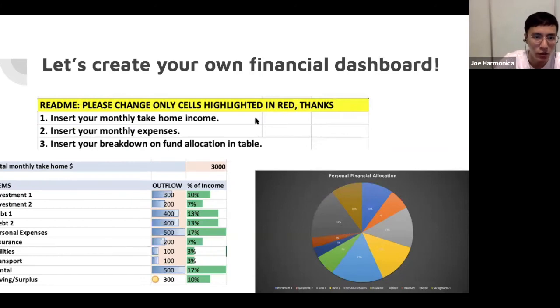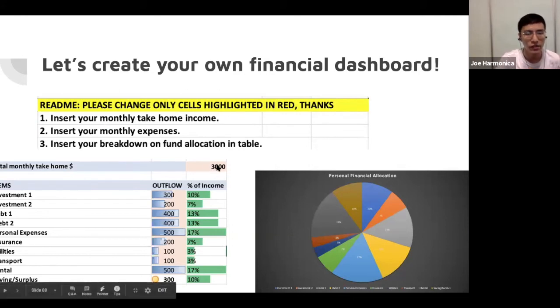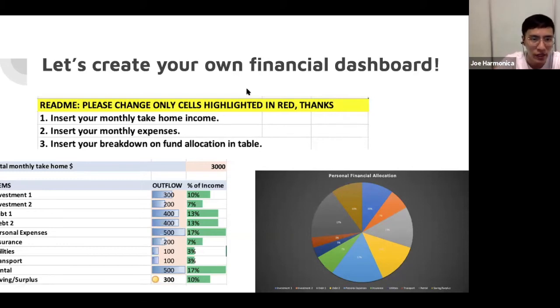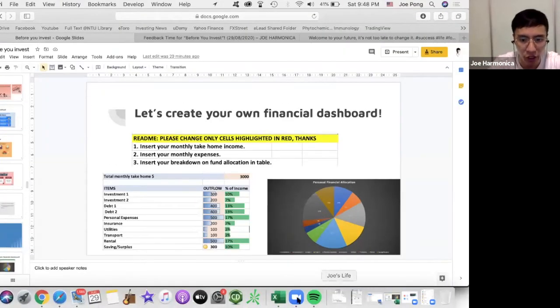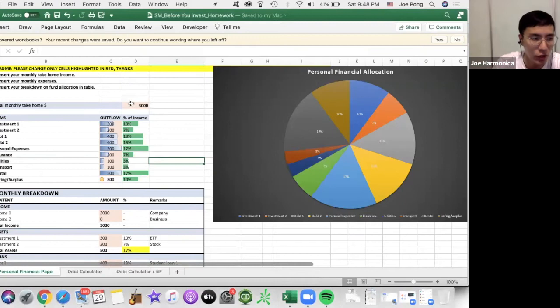All right, a few readme notes. When you are using this spreadsheet, please change only the cells that are highlighted in red, which are these cells. This applies throughout the 3 different sheets in the spreadsheet. What you need to do is just follow the instructions here and fill in the fields accordingly. Okay, so let me open that spreadsheet and I will show what I mean by following the instructions.